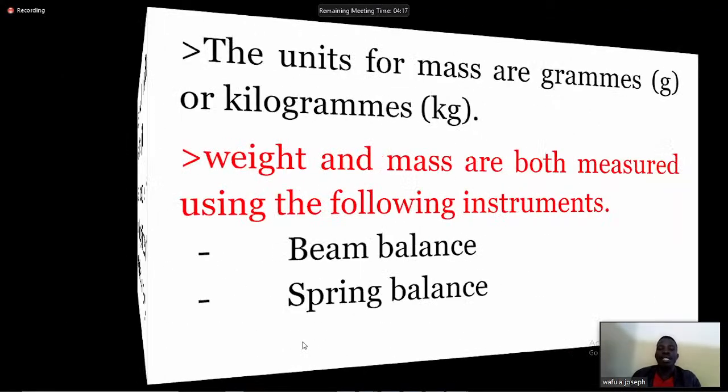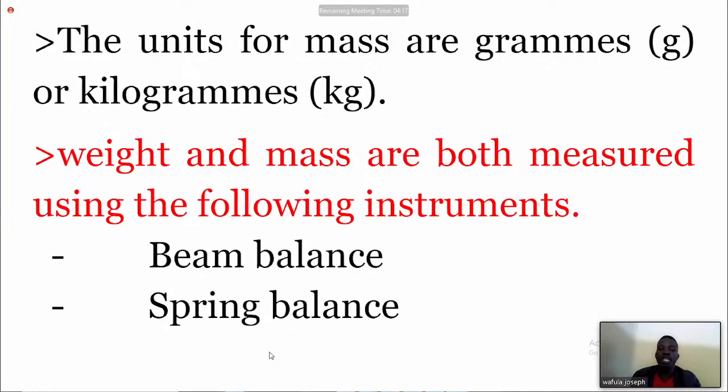Yes. Sonia. Sonia. Sonia, Yes, teacher. can you read for us? How do you call the units for mass? Yes.